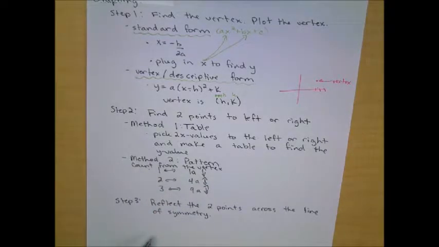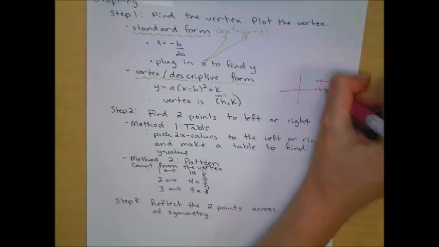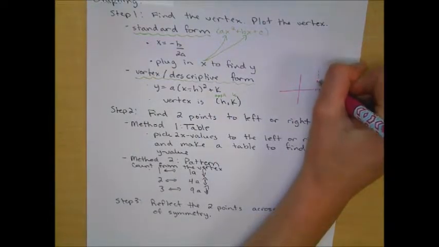My last step is I'm going to reflect those 2 points across the line of symmetry. So through the vertex, we have our line of symmetry, and we can reflect. So we just map them over.